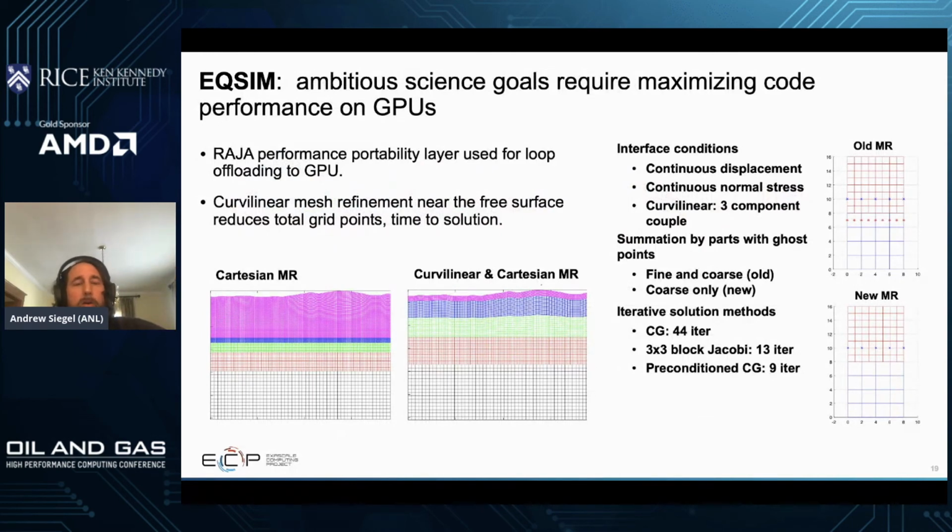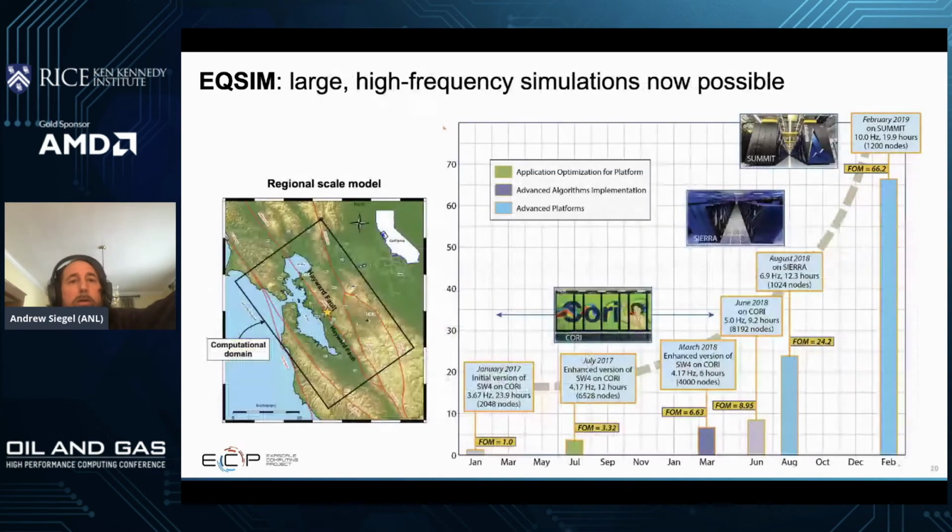And they built a curvilinear rather than a Cartesian mesh to do mesh refinement near the free surface to reduce the total number of grid points and time to solution. And they kept careful records of the performance improvements. So they combined both these algorithms and the new hardware, and they culminated so far, as of last year, in an FOM of over 60 on Summit.